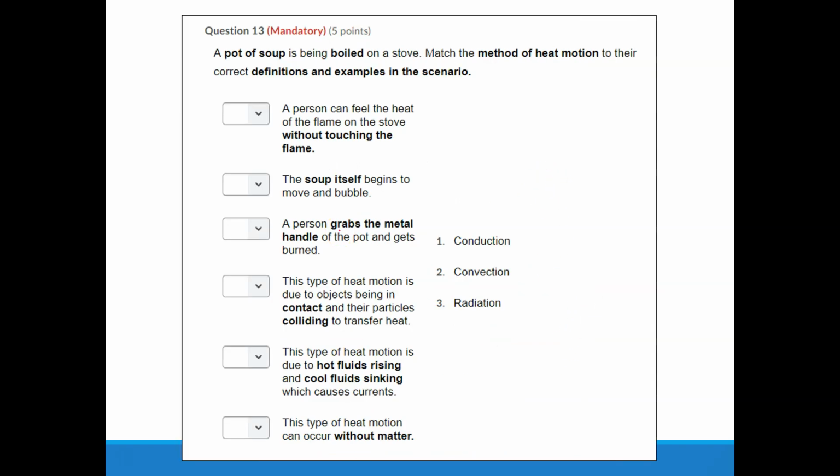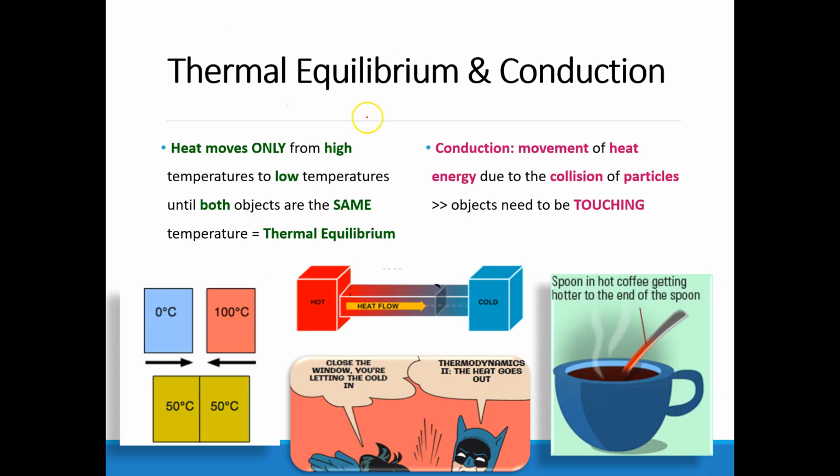Question number 13 is talking about conduction, convection, and radiation. We have a pot of soup being boiled on the stove, so we need to match up the examples in the scenario to each of these three ways that heat moves, as well as the actual definitions of these three terms. First off, let's talk about conduction. Remember, conduction means that objects actually need to be touching so that their particles can collide together.